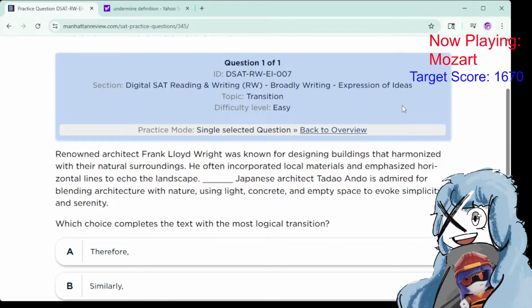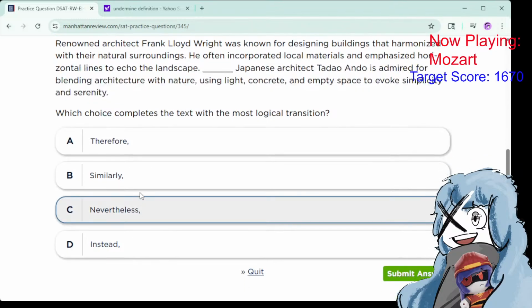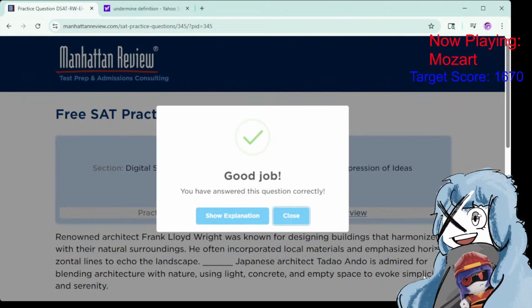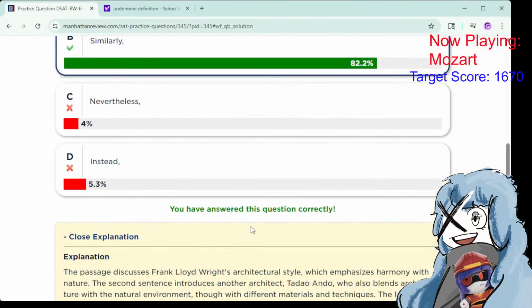Renowned architect Frank Lloyd Wright was known for designing buildings that harmonize with their natural surroundings. He often incorporated local materials and emphasized horizontal lines to echo landscapes. Japanese architect Tadao Ando is admired for blending architecture with nature, using light, concrete, and empty space to evoke simplicity and serenity. Similarly, yeah. Boom. They took a risk on that one.